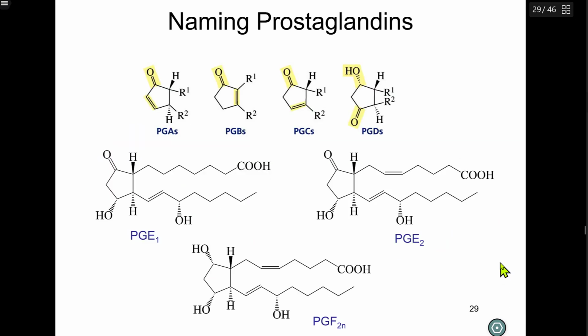I don't expect you guys to remember this part, but your book has quite a bit of detail in it. And remember, I told you the letters PG for prostaglandin. There's A, B, C, and D, right? The letters indicate the type of ring that's formed in the structure. So there are some examples of PGE1, PGE2, and PGF.